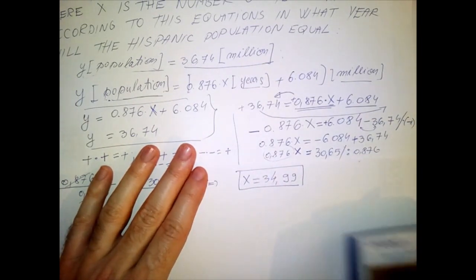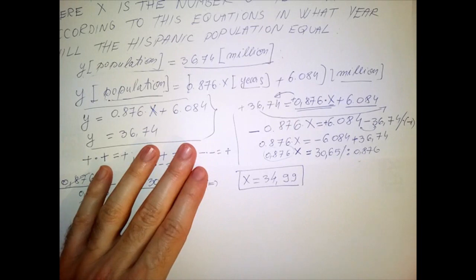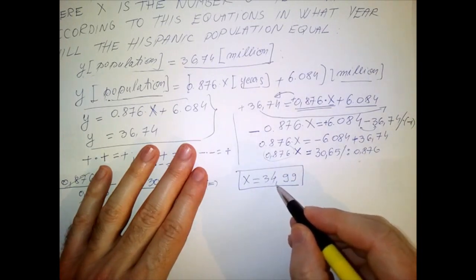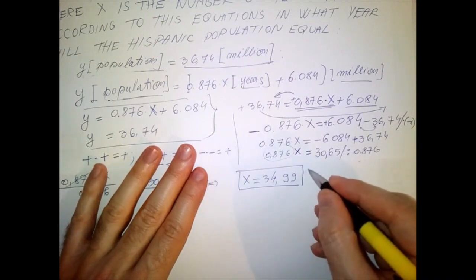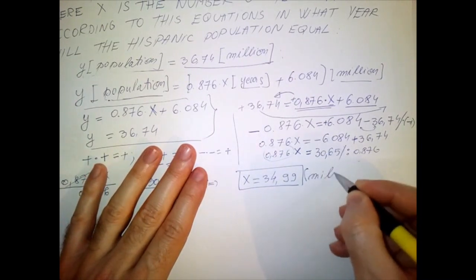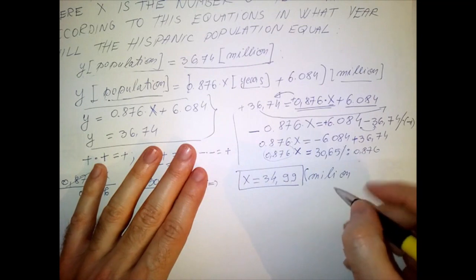Thus, the number of Hispanics in the United States is estimated to be approximately 34.99. It means it's in millions.